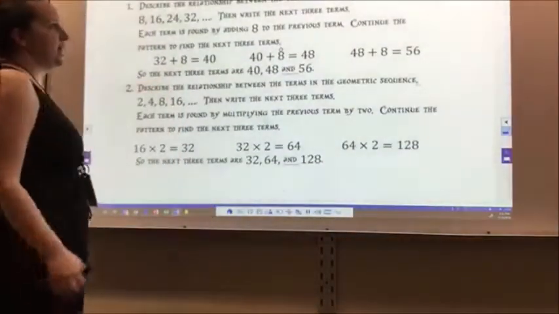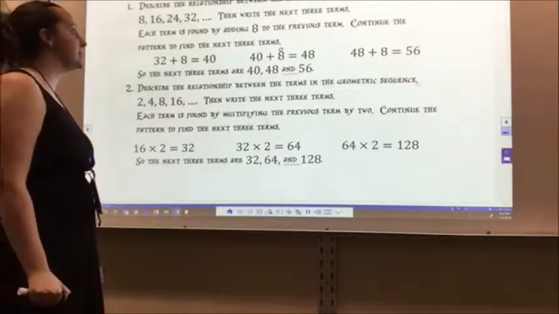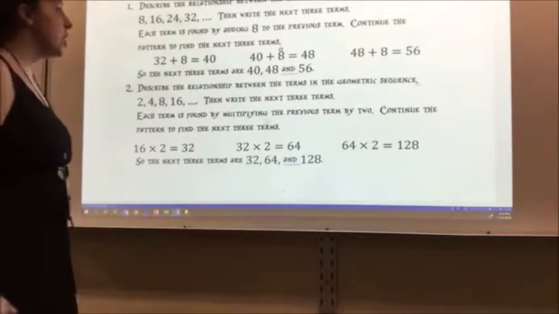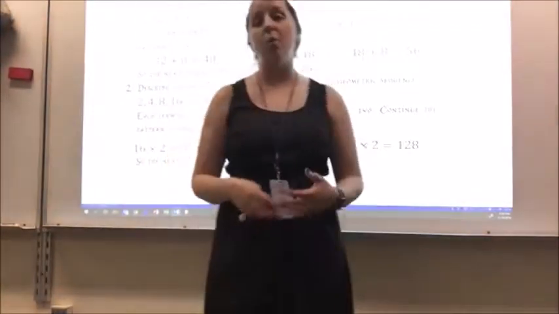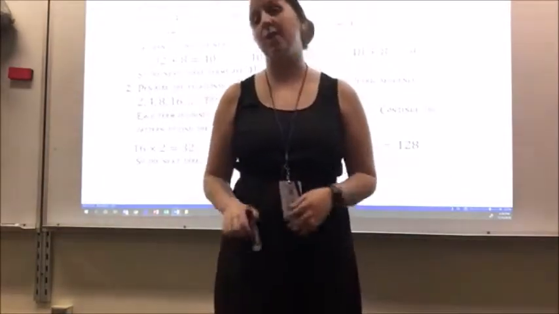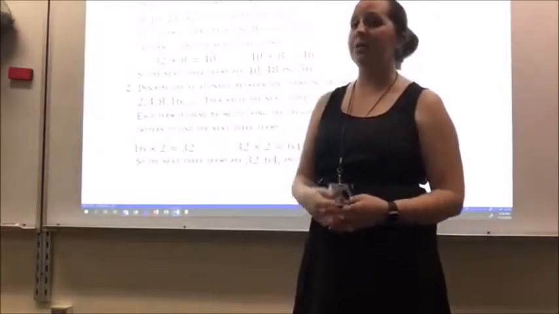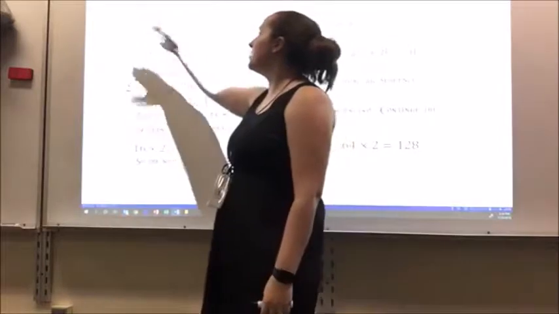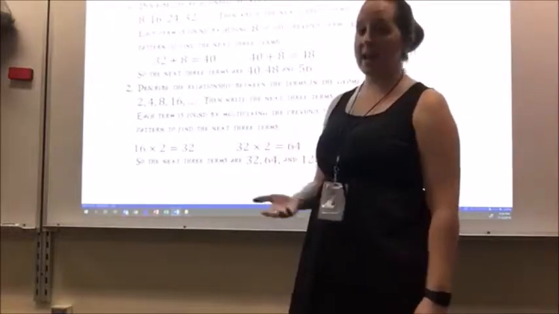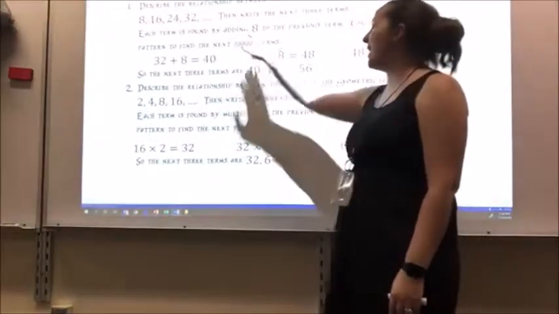All right, let's take a look at a couple of examples. My first example says, describe the relationship between the terms in the arithmetic sequence 8, 16, 24, 32. Then write the next 3 terms. So I need to do a couple of things. I first need to figure out what I'm adding each time, and then I need to figure out the next 3 numbers in the sequence. So if I look from 8 to 16, they've already told me it's an arithmetic sequence, which means I'm going to add. So 8 plus what gives me 16? Well, 8 plus 8 gives me 16. 16 plus 8 gives me 24. 24 plus 8 gives me 32. So I'm adding by 8 each time.